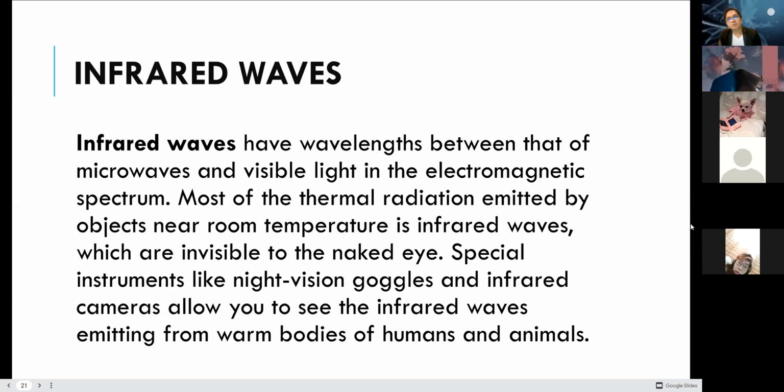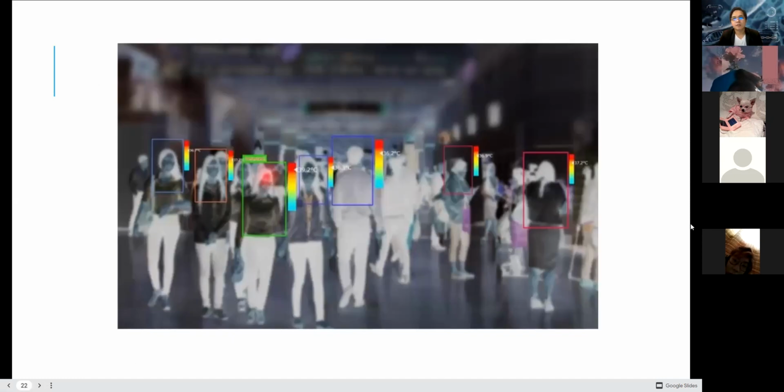Some of these are used by your CCTV cameras. This is the reason why these CCTV cameras can actually have night vision. They can actually see objects because they are using infrared waves. Okay, this one is one of the good examples. It emits infrared to check on the temperature of each person. You can actually observe this one in airports and other public areas.